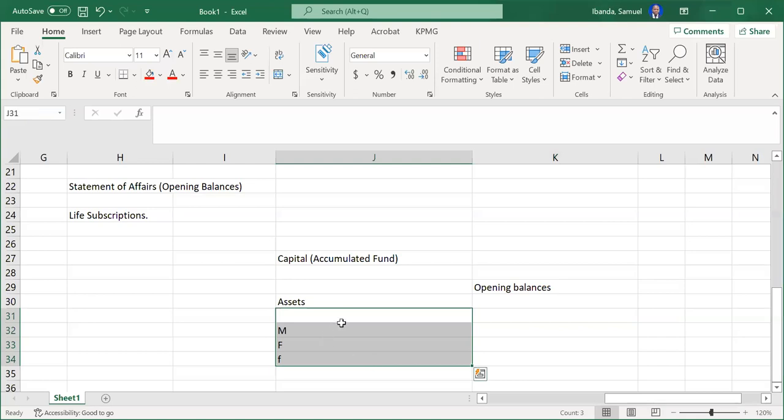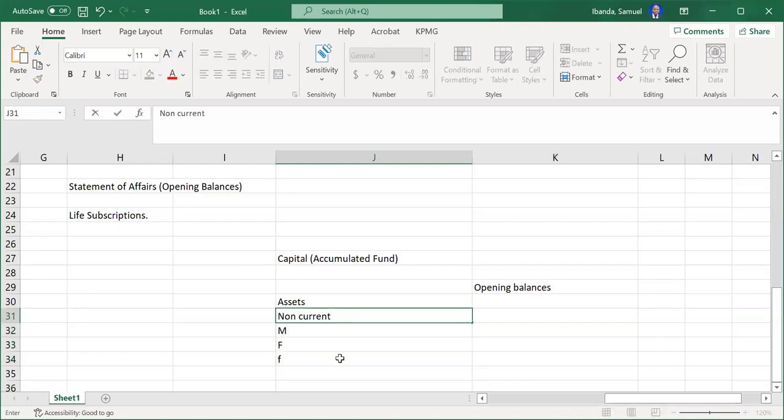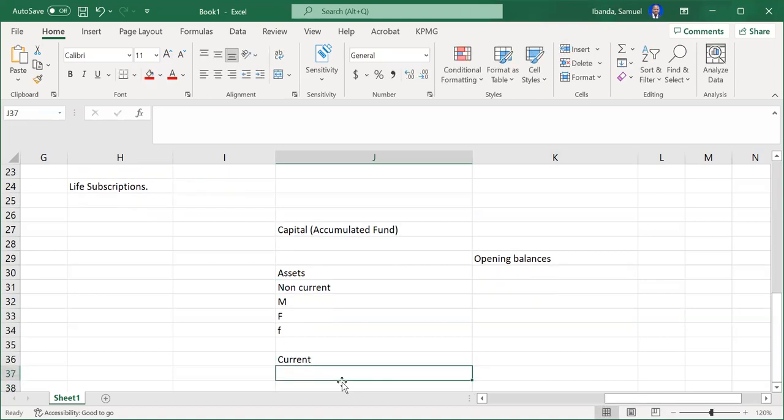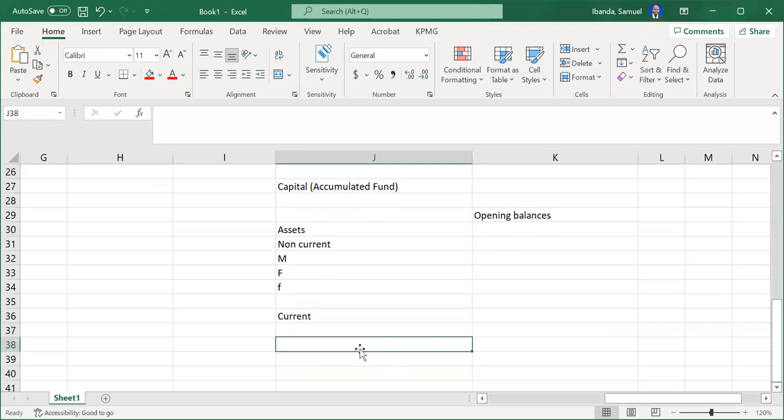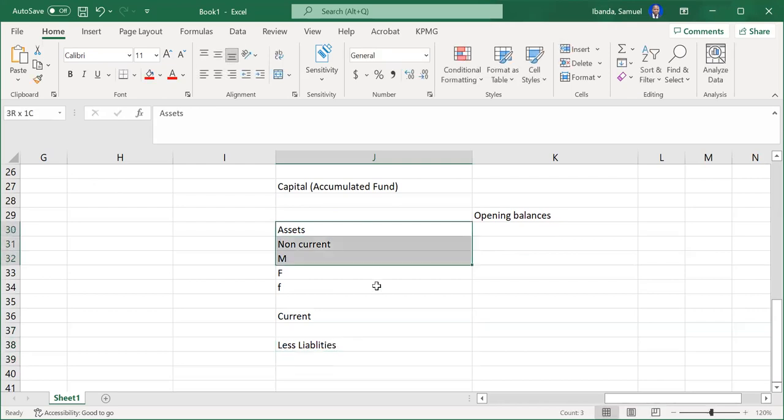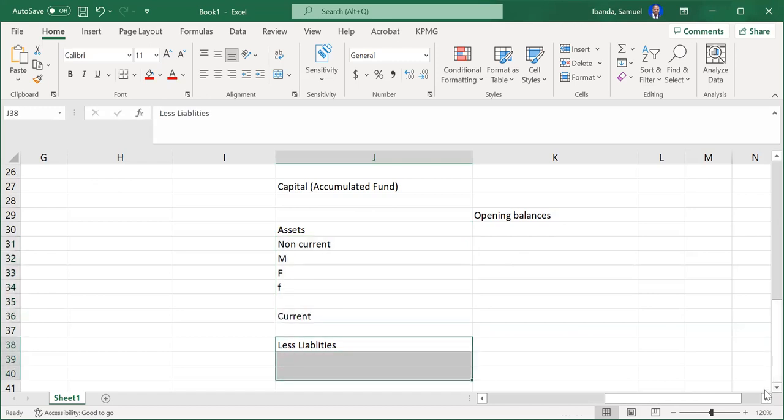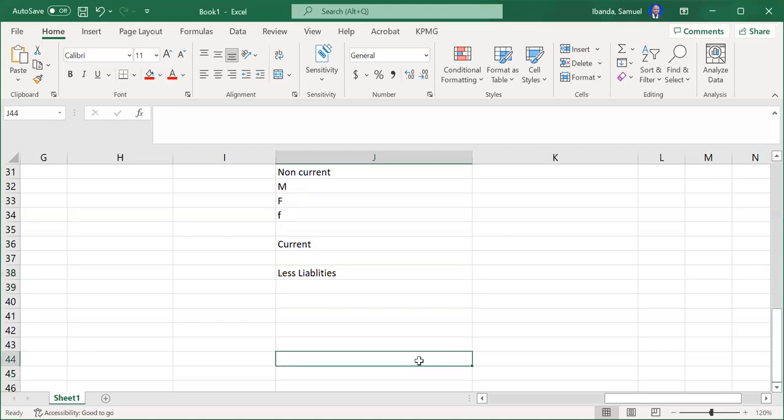So you will do your assets and you start with your non-current assets. You do your current assets and then move to liabilities. Usually we say less liabilities, because when you calculate capital, it is like equity when it comes to how small entities work. Capital is equity because they don't have any other elements of equity. So when you get your total assets and subtract liabilities, the last thing that you should have is your capital, or accumulated fund if it's a not-for-profit.